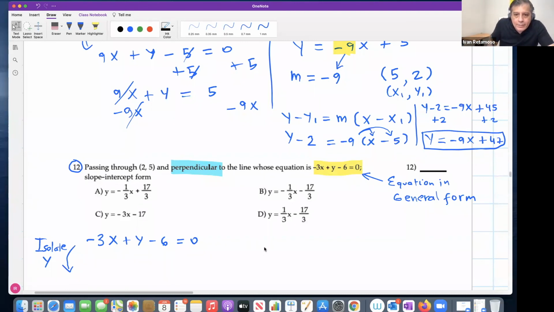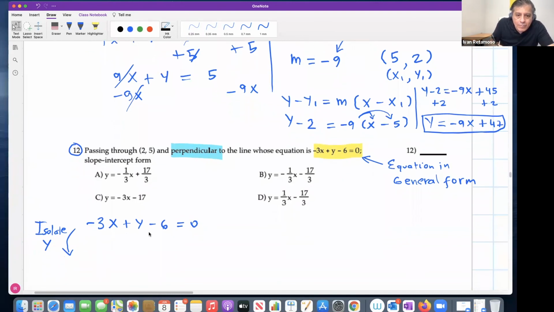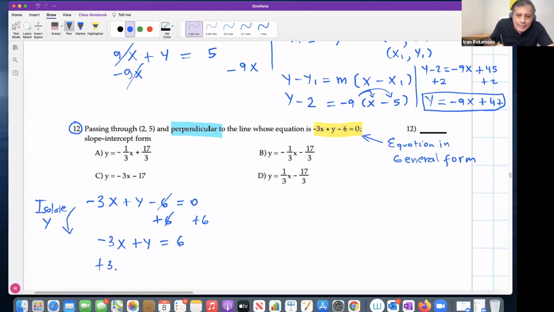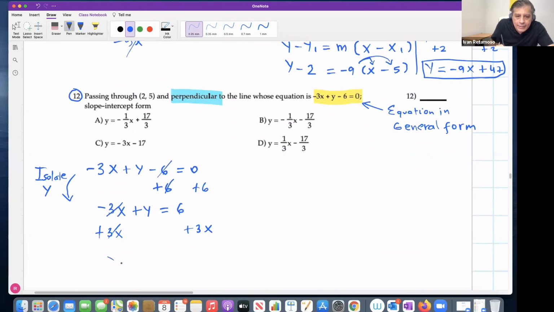All right, the given line is given in general form, but that shouldn't be a problem because we have a strategy to deal with this form, which is move everything to the right except for the y, right? So transpose 6 to the other side by adding 6 to both sides. This will give you minus 3x plus y equals 6. Transfer this to the other side, changing its sign, or equivalently add 3x to both sides, right? Same idea. So here, y should be equal to what?